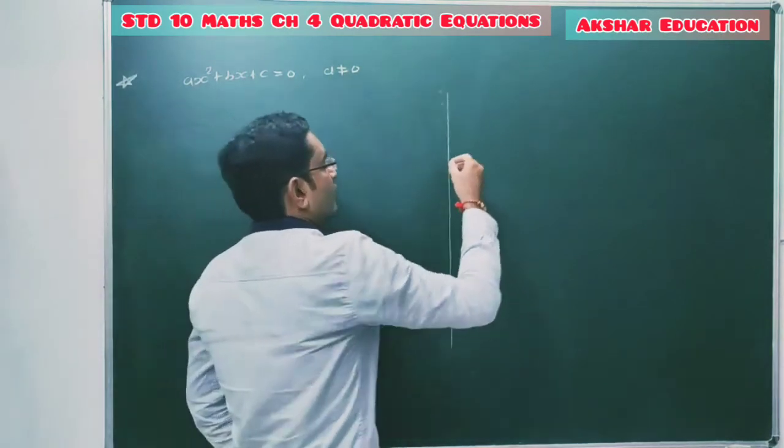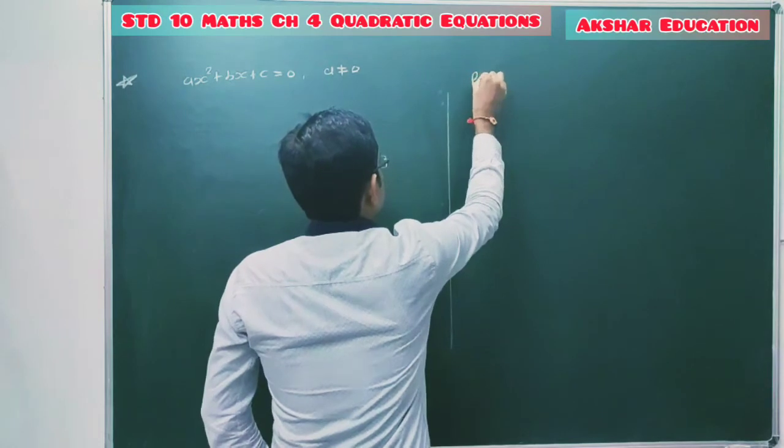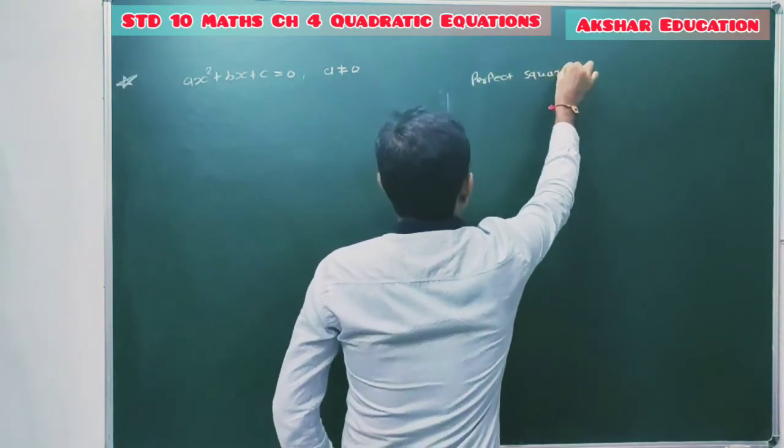So what is the completing square method? For that we are making use of the perfect square trinomial.